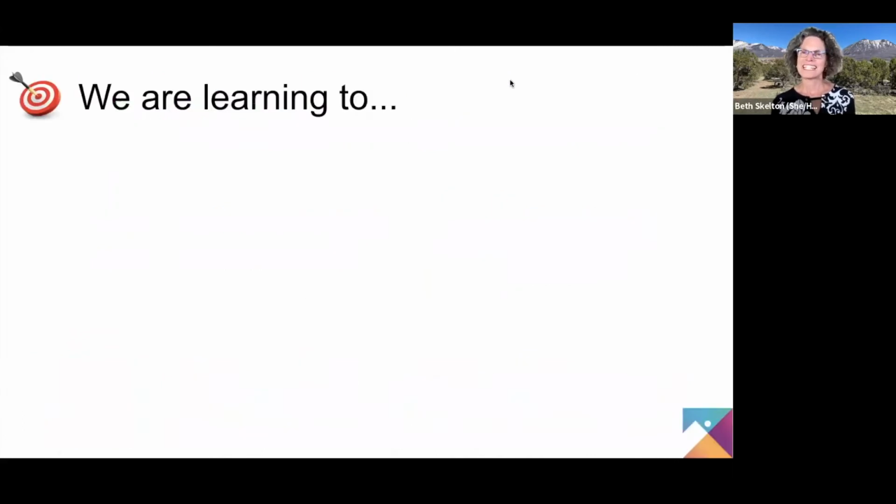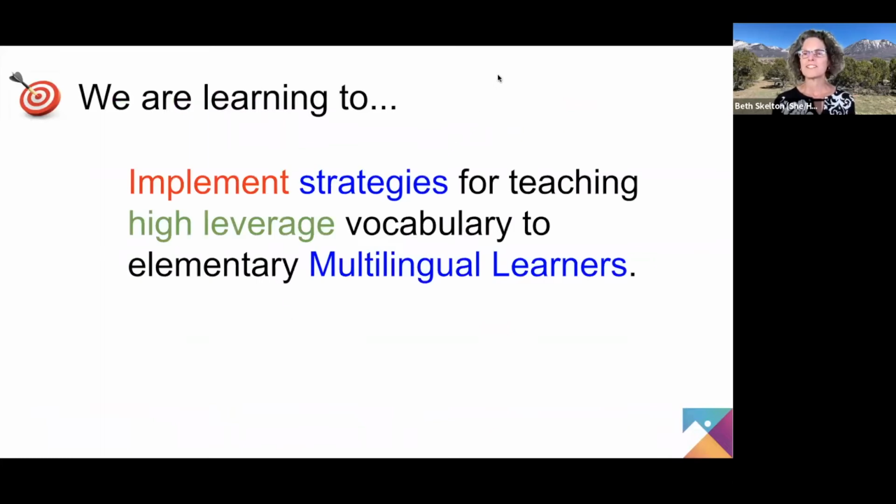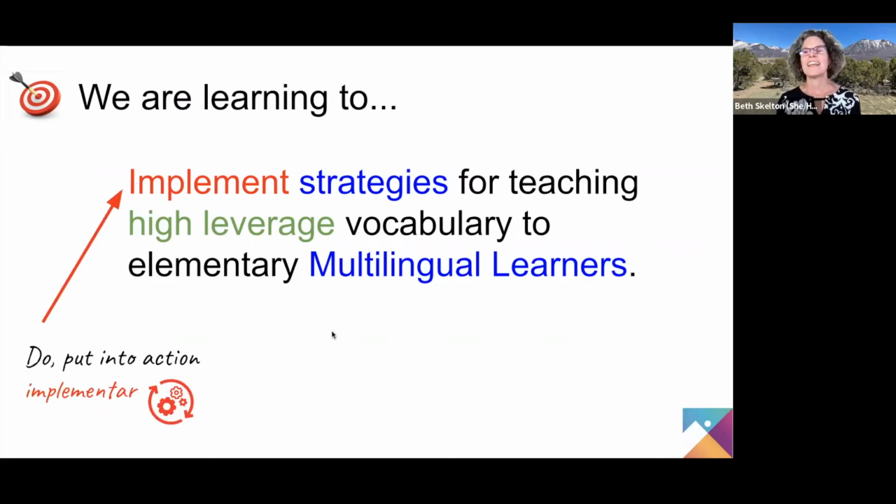I know one face. So today we are learning to implement strategies for teaching high leverage vocabulary to elementary multilingual learners. And this is the first strategy we're about to do, is called annotating the objective. So implement is to put into action, or implementar.